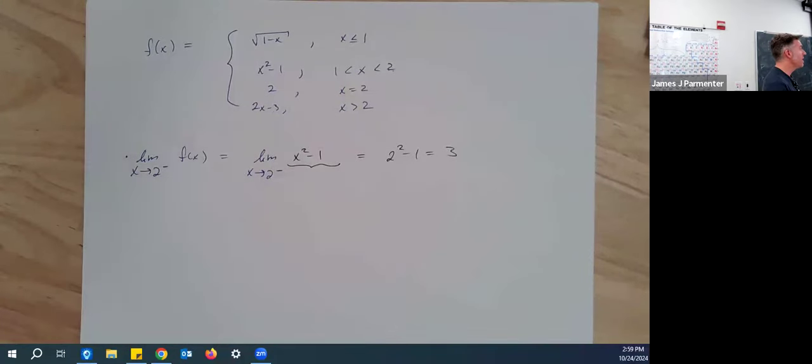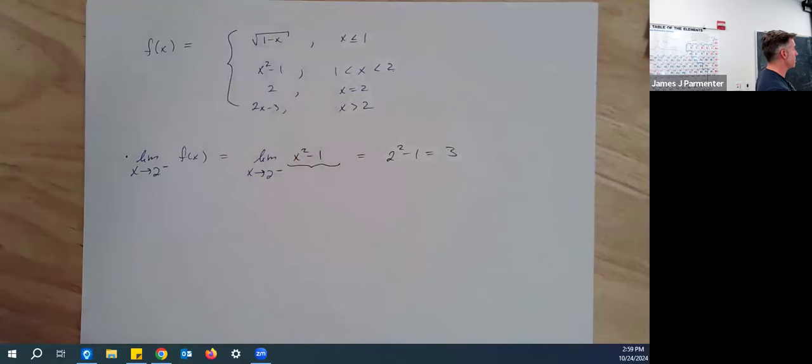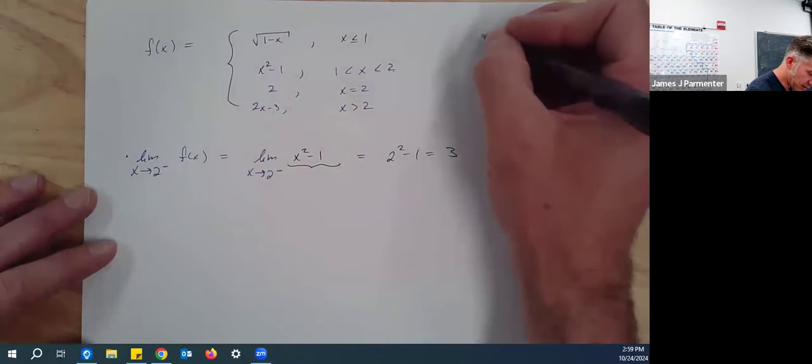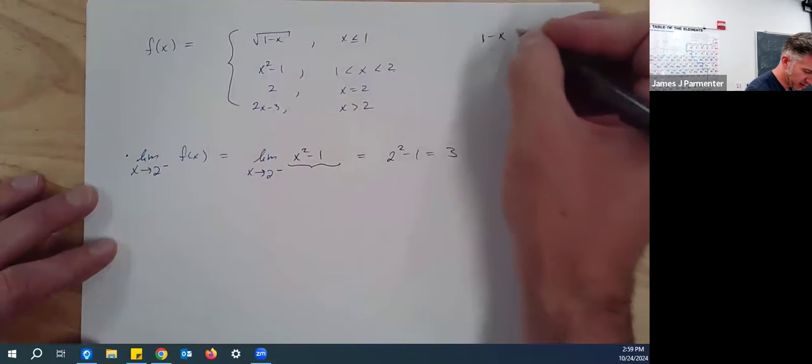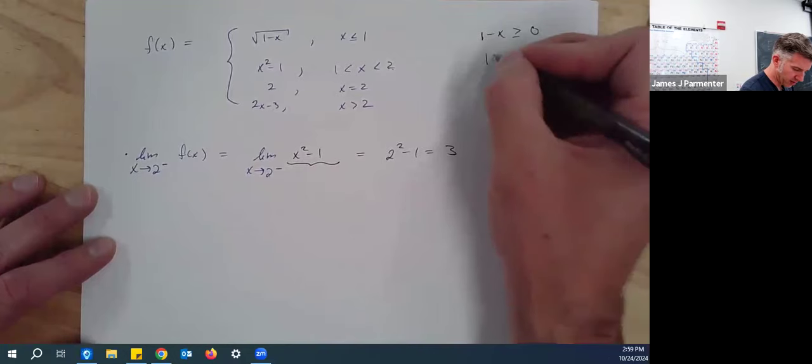Even f of x equals 2 is a polynomial. Yes, it's a horizontal line, but it's a 0-degree polynomial, which technically qualifies. All those polynomials are continuous everywhere. On the other hand, the square root function is only continuous on its domain. For the square root function, the inside, 1 minus x, better be bigger than or equal to 0. If I put x over here, I get 1 bigger than or equal to x.